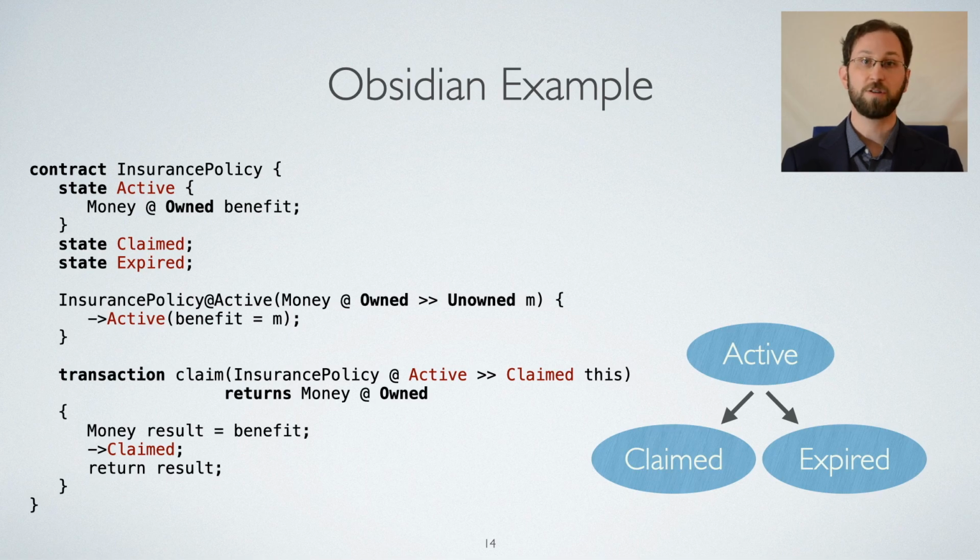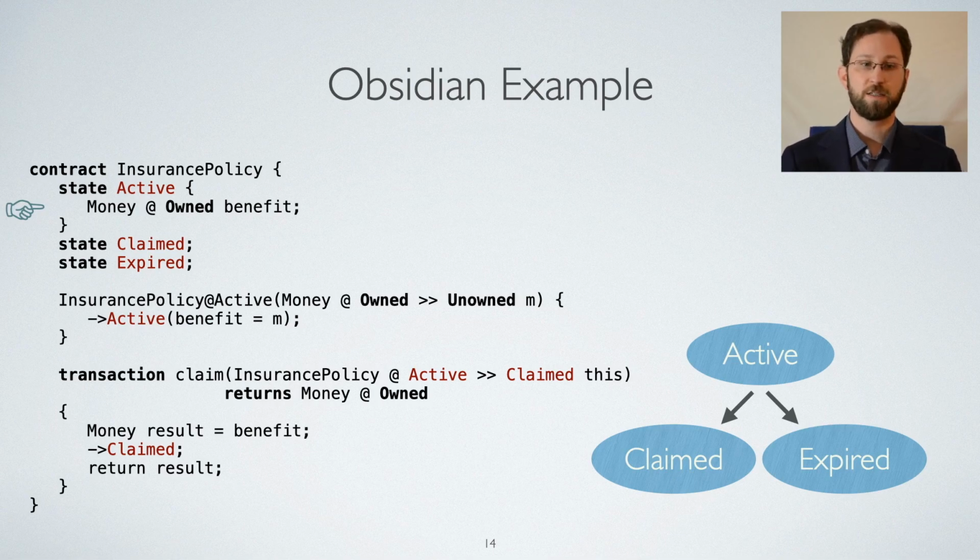Here we have an insurance policy, and you'll see there are three states that an insurance policy is in. Initially it's active, and then eventually it may be either claimed or expired, as somebody either files a claim or nobody ever files a claim, and the money gets returned to the company that issued the insurance. So you see, when we're in active state, we hold money, which we call benefit here.